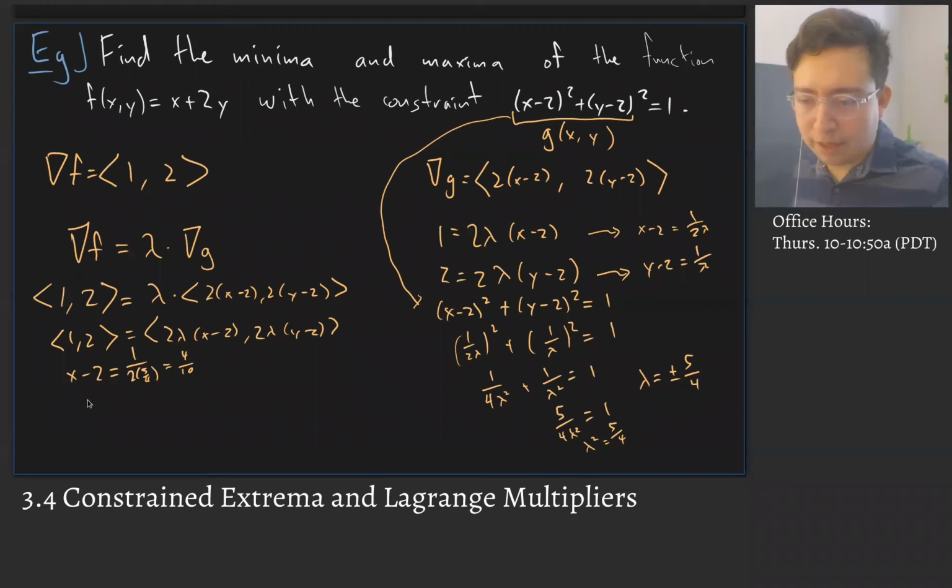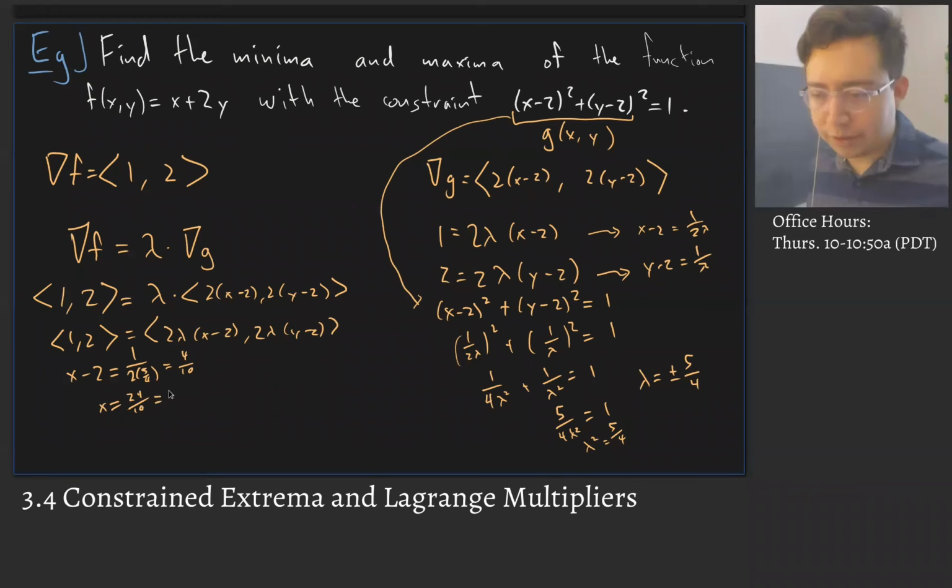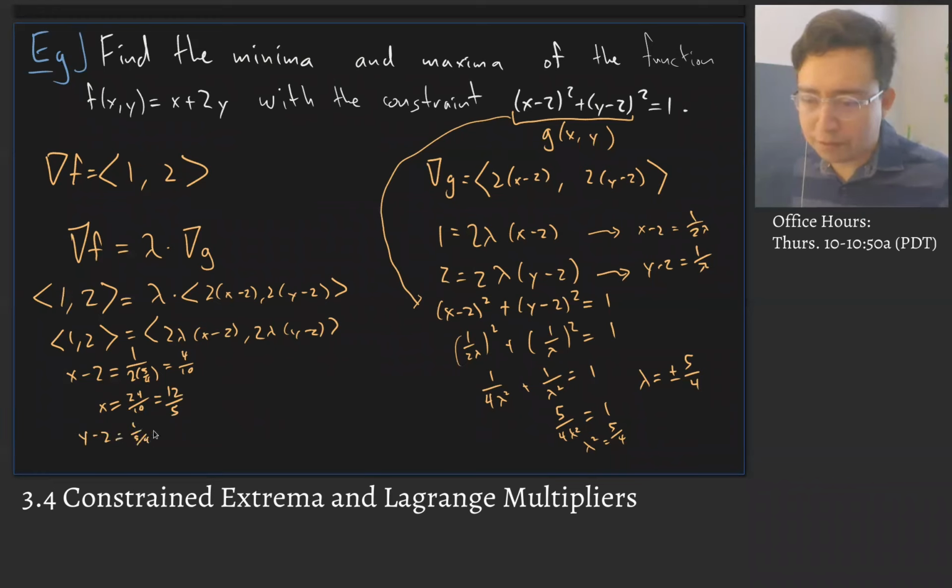And that means that x is equal to 2 plus 4/10, which is 24/10, which is 12/5. And y minus 2 is equal to just 1 over 5/4, which is 4/5. And so then y is equal to 2 plus 4/5, which is 14/5.